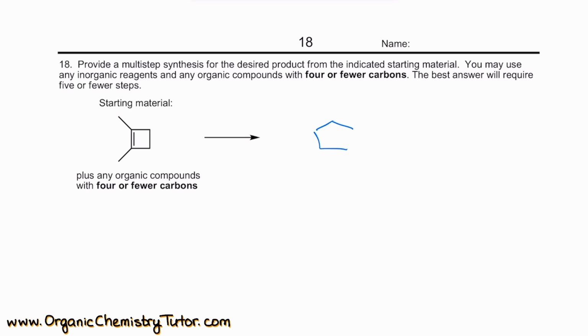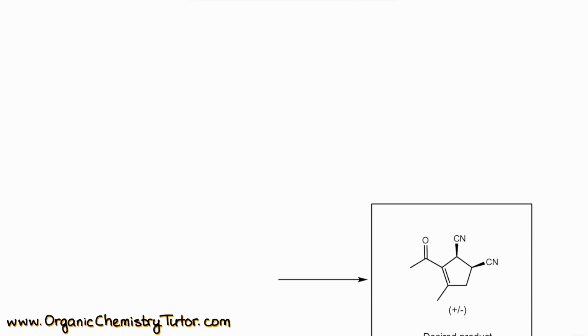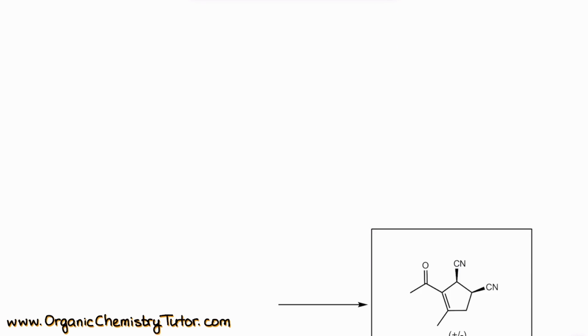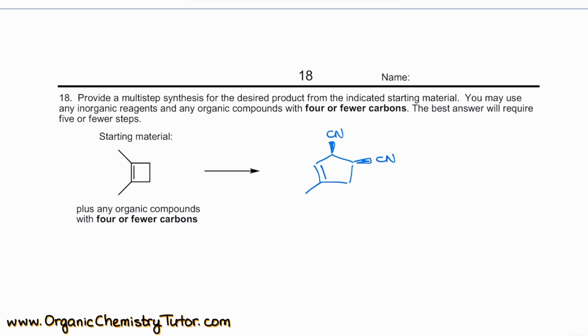So I have a 5-membered ring, so I have a couple of nitriles there. So I have a CN over here, I have a CN over there, then I have, where do I have, okay, the double bond, a double bond with a methyl group, and then we have a carbonyl over here like that.